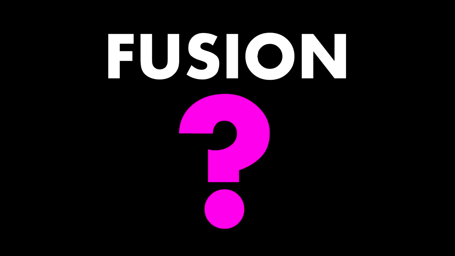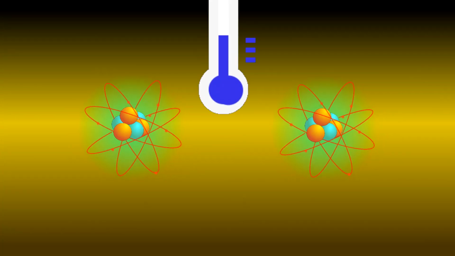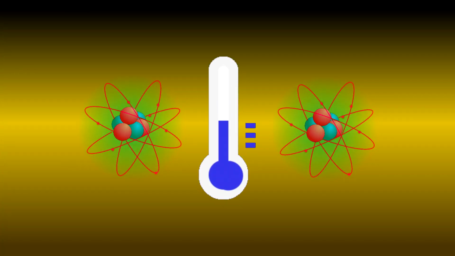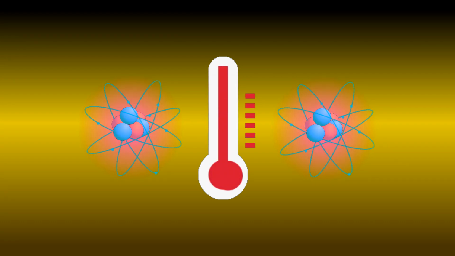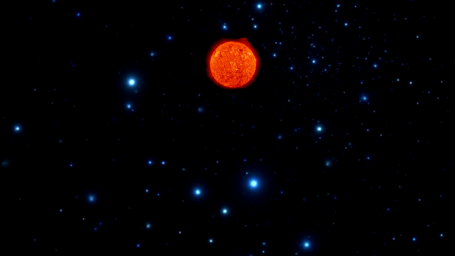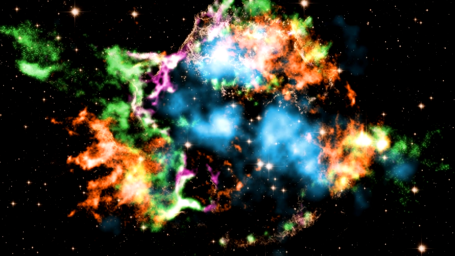So how does fusion happen? Well, to make fusion happen, the atoms of energy must be heated to a very high temperature, 100 million degrees, so that they are ionized and have sufficient energy to fuse and be held together for a long time. The sun and the stars do this through gravity. This leads to a supernova.